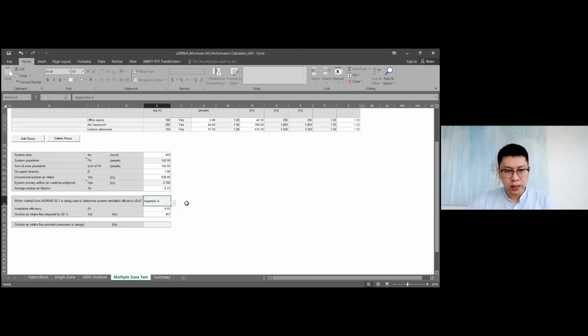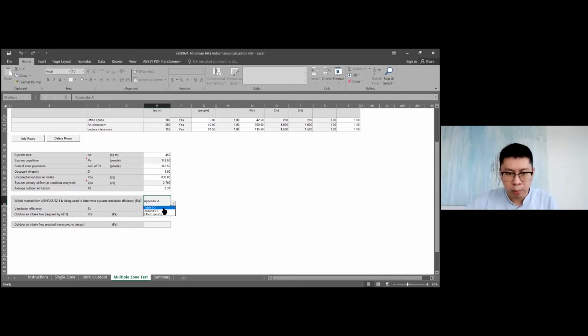The next one is this. It asks which method from ASHRAE 62.1 is being used to determine system ventilation efficiency. There are two ways to determine the Ev: using Table 6.3 or using Appendix A.